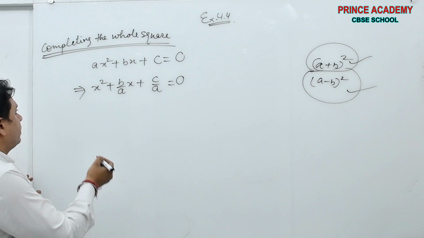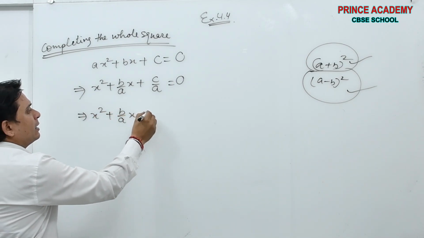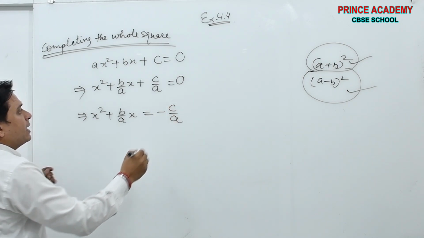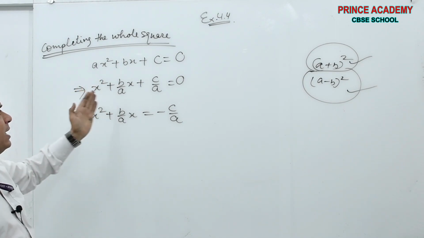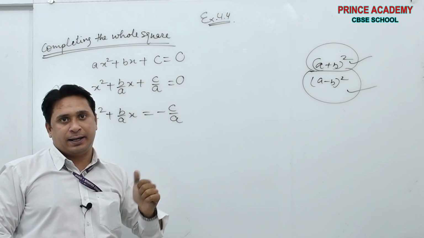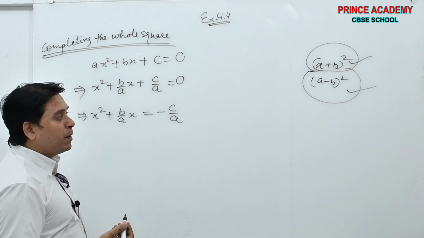Second step, x square plus b by a x, minus c by a. These two terms were kept on the left side and it was shifted towards right. Done. Now see beta, what was the next step?